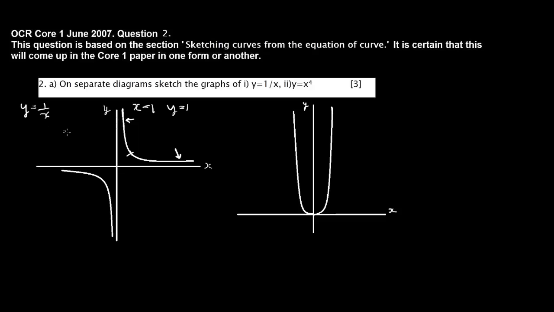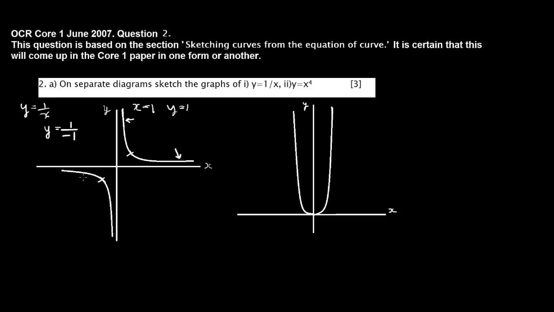If we look on the negative side, when we get x equals minus 1, so we've got y equals 1 over minus 1, then y equals minus 1, so we get this point here.